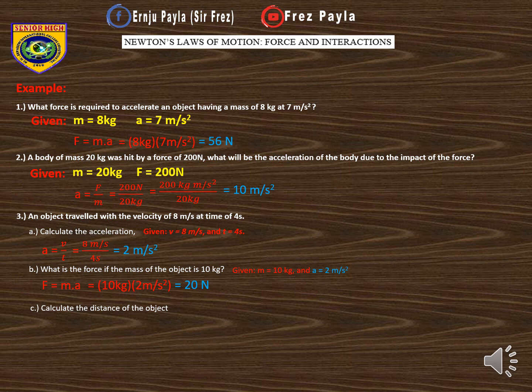Calculate the distance of the object. Given is v 8 meter per second and time is 4 seconds. How to solve? Distance, d equals v multiply time. So our v is 8 meter per second times 4 seconds, which equals 32 meter.